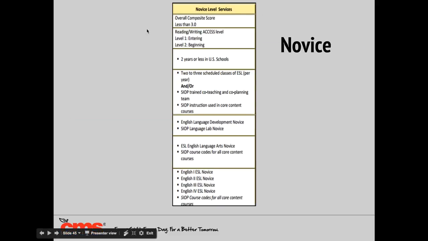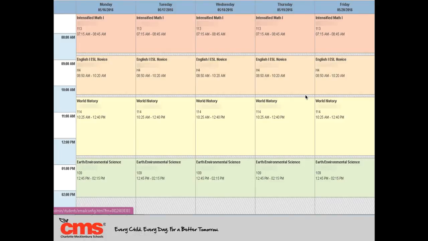This is a reminder of how we schedule our novice students. These are students who have level 1 or level 2 on their testing, 2 years or less in U.S. school, and we recommend that they have 2 to 3 scheduled classes of ESL a year, and SIOP courses if they are available. So let's take a look and see what the schedule looks like. Here we see they have Math 1, English 1 ESL Novice, World History, and Earth and Environmental Science.